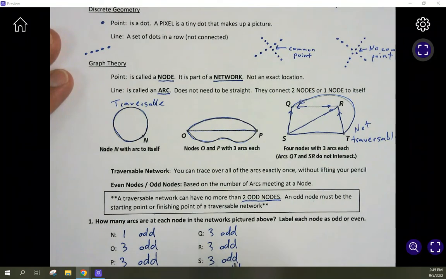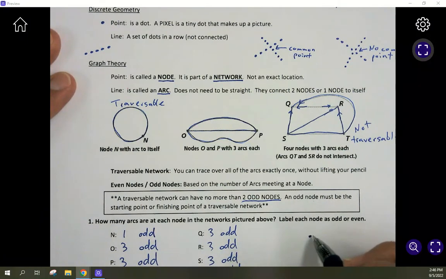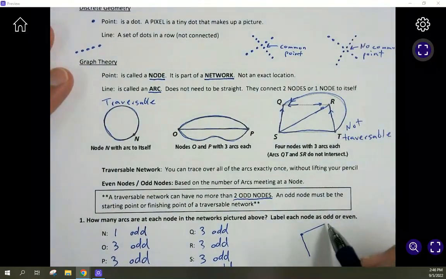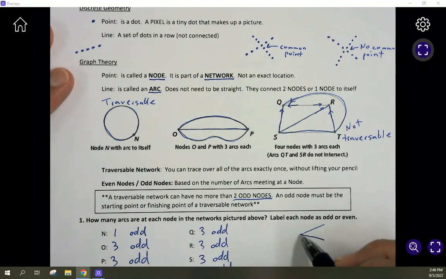Okay, must be. Think about why. If you have an arc and a node and it just has 2 arcs, one comes in, one goes out. That doesn't have to be the starting point or end point. It just goes through it. But if I have 3, and let's say this came in and went out, it's going to have to come back. And when it comes back, there's nowhere for it to go.